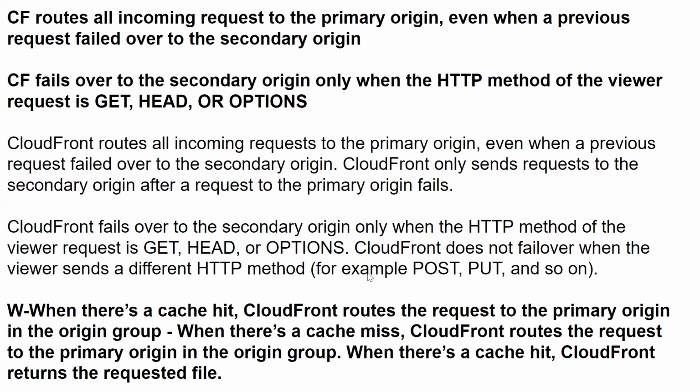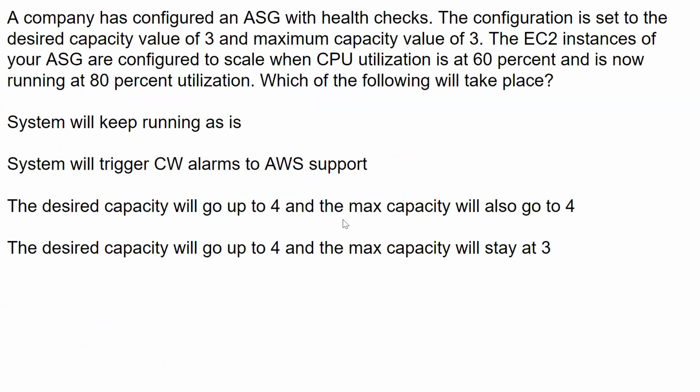All right, and the 2 answers are: CloudFront routes all incoming requests to the primary origin, even when a previous request failed over to the secondary origin. CF fails over to the second origin only when the HTTP method of the viewer request is GET, HEAD, or OPTIONS. Oh, I failed this one. CloudFront does not fail over when the viewer sends a different HTTP method. Okay, I need to understand that later.